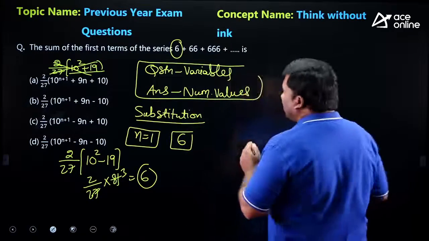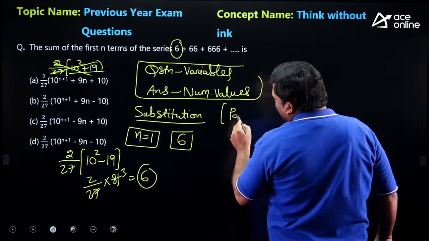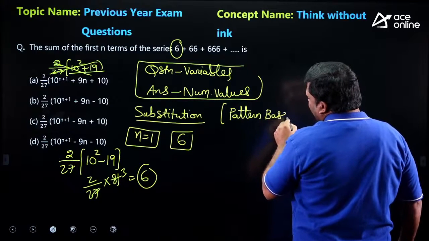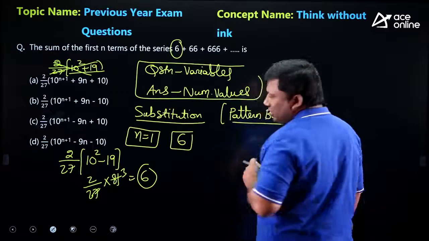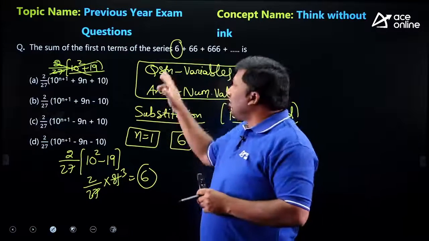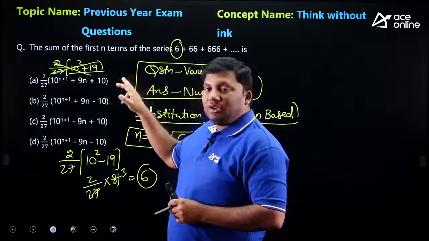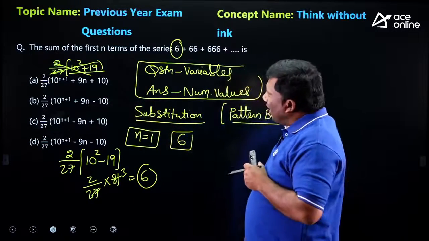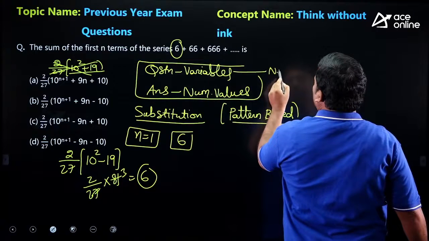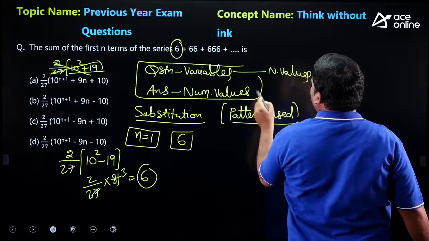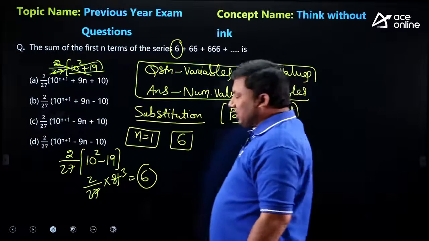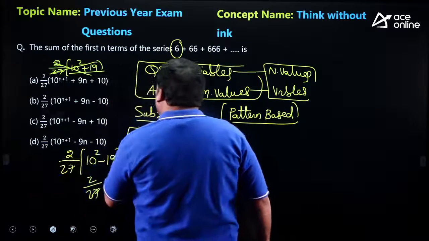Why is it a pattern based question? The first term contains 1 6, the second term contains 2 6. It is a pattern based question. Very, very important: please do not get into the longer way of solving the question. Whether the question has variables and the answer has numerical values, or the question has numerical values and the answer has variables, in both cases we will use the substitution method. We will substitute n equal to 1.